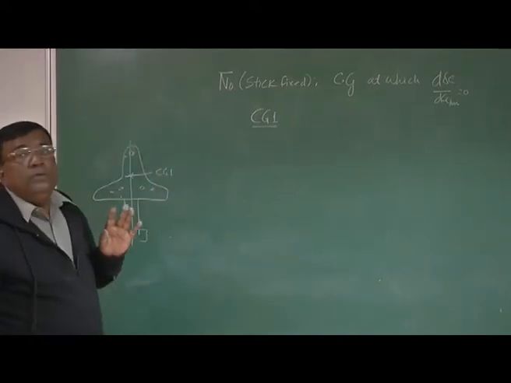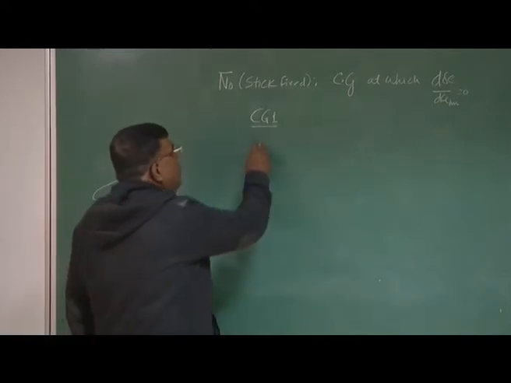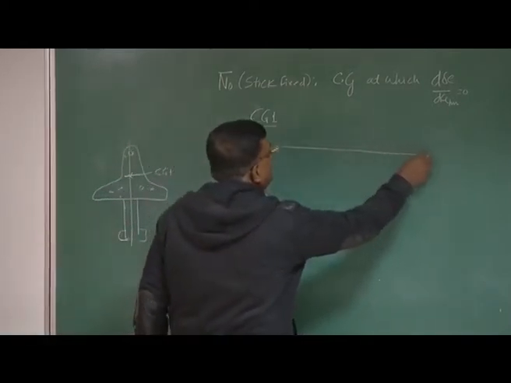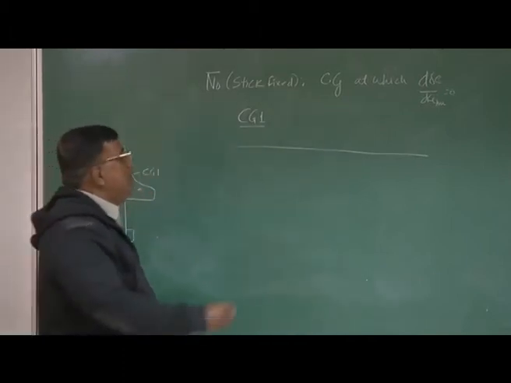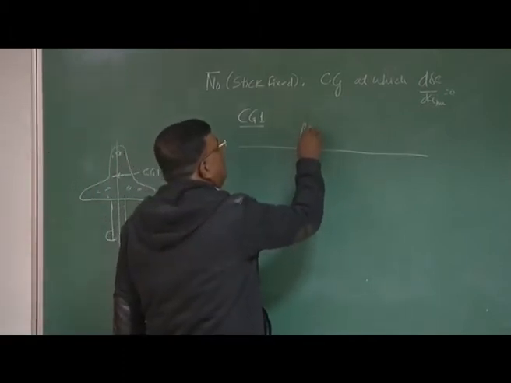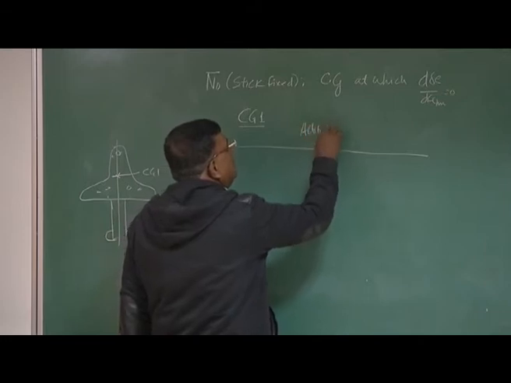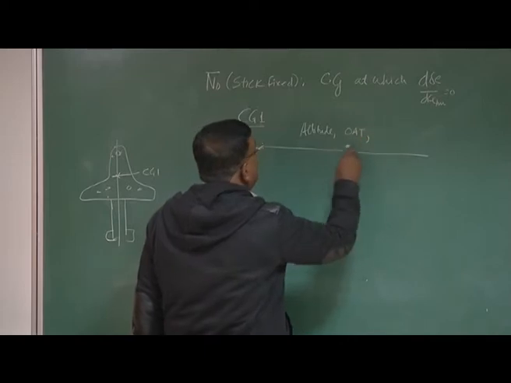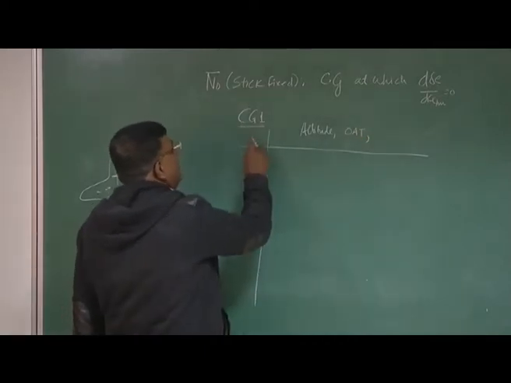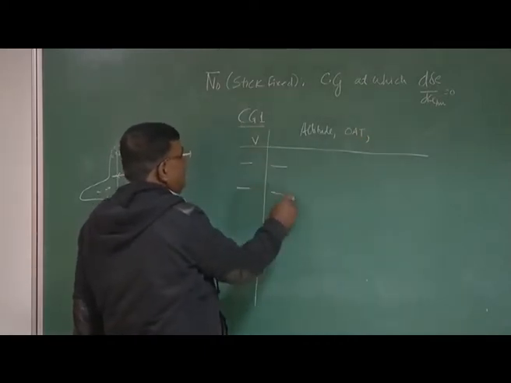Then I go for a cruise. Cruise means I go to an altitude and I maintain unaccelerated flight. So I note down the altitude, I note down the outside air temperature, I note down the V I am cruising with.